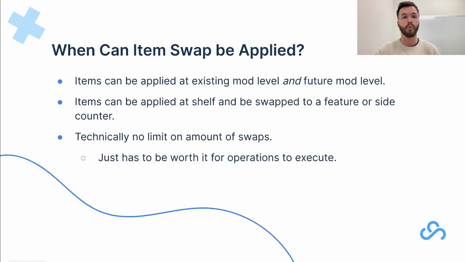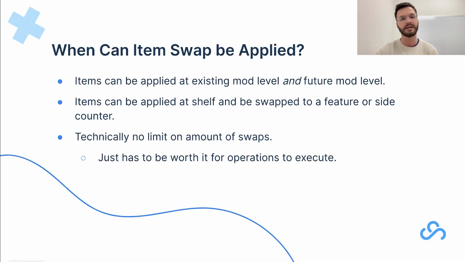Okay. When can item swap be applied? Again, an enormous amount of flexibility. And this was the change that Walmart had in mind, right? Moving on from this rigid kind of calendar of modular updates, or having to rewrite modulars altogether. Items can be applied at existing mod level and future mod level, right? So you can kind of plan ahead, if you will. Items can be applied at shelf and be swapped to a feature or slide counter, right? So it's about creating more flexibility there as well.